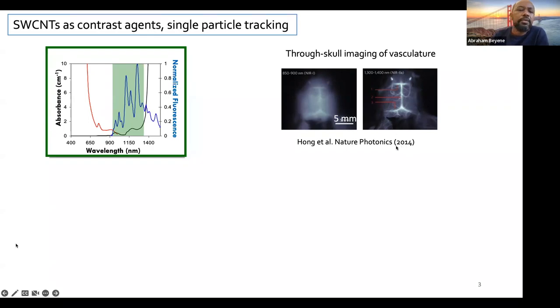And here what they do is they inject these dispersions into the tail vein of a mouse, and then they try to image the vasculature of the cortical mantle of this animal through the skull without actually having to introduce any kind of optical window, which is, I think, quite a feat when you think about this.